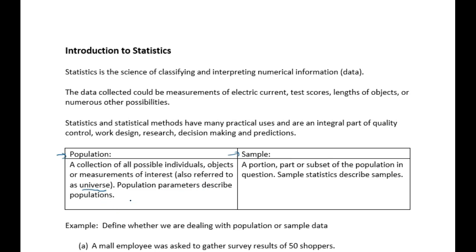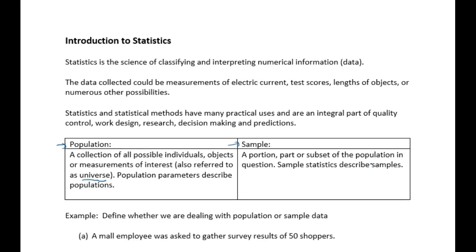Again, we're going to get into the more statistical side of things and doing calculations related to it. It's important to think about, do you have all or do you have a sample, which is just a subset, a portion, a part of the particular population. And we talk about sample statistics describing samples. Again, we are going to do some calculations. Your first step always should be, when you're looking at statistics and working with data, are you dealing with everything or are you dealing with just a part of it?